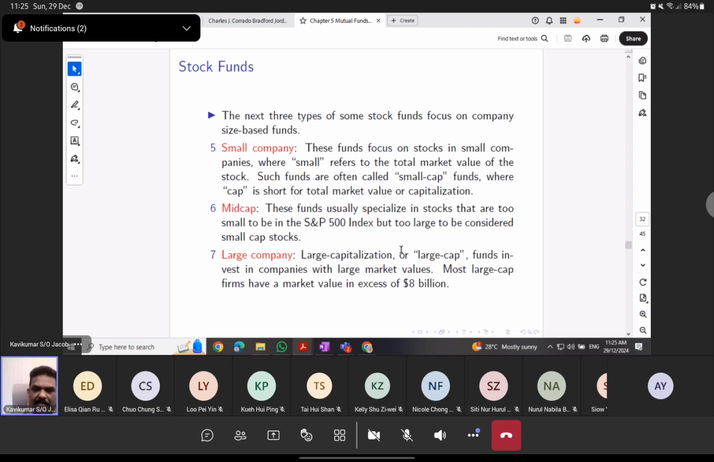Large company means large capitalization, or large caps. These funds invest in companies with large market value. Most large cap firms have a market value in excess of 8 billion.